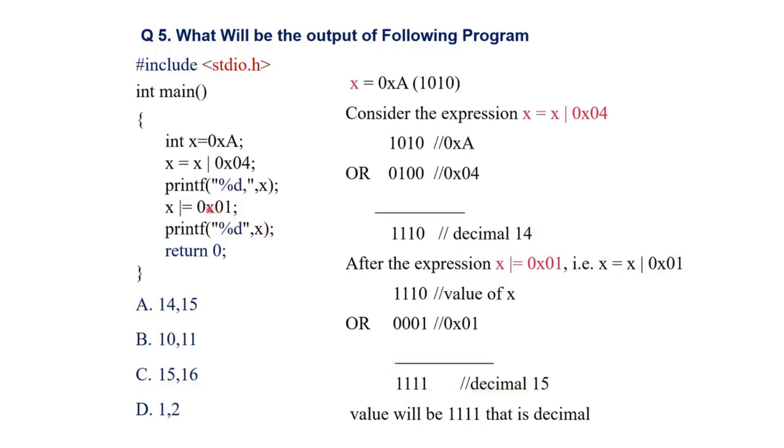So the value 15 will be stored in variable x. And with the next printf function, the value of x, that is 15, will be displayed. So with the complete program the output will be, by this printf function 14 will be displayed, and by this 15 will be displayed. So hence the output of this will be option A, that is 14 comma 15.